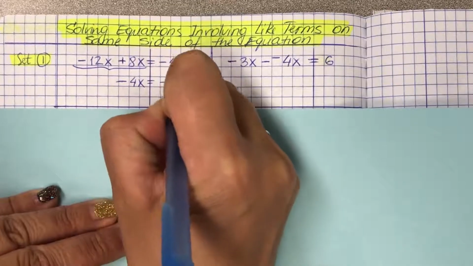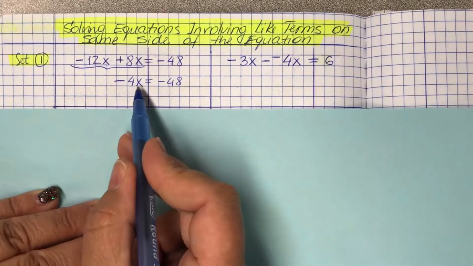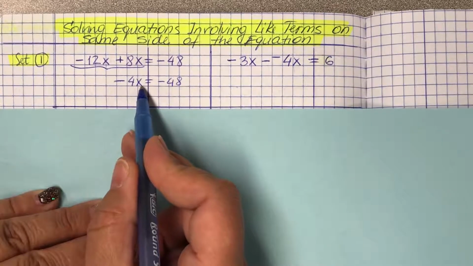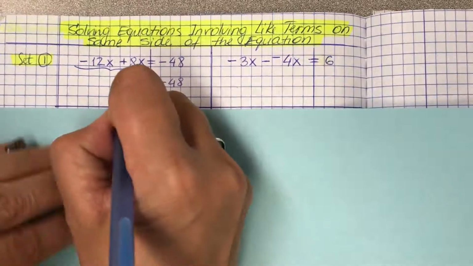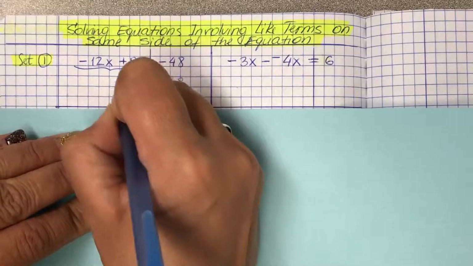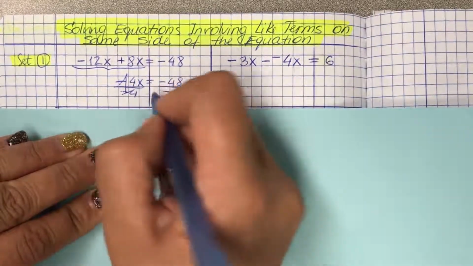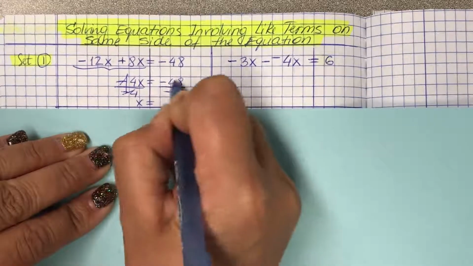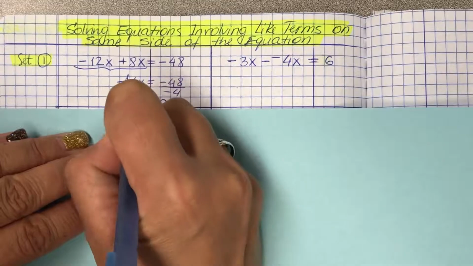Negative 4x equals negative 48. That now is a one-step equation where negative 4 is multiplied by the variable. We need to use the inverse operation, divide by negative 4 to solve for x. Negative 4 divided by negative 4 is our 1 or unit. 1x equals x. And the solution on the other side, negative divided by negative, is positive 12.